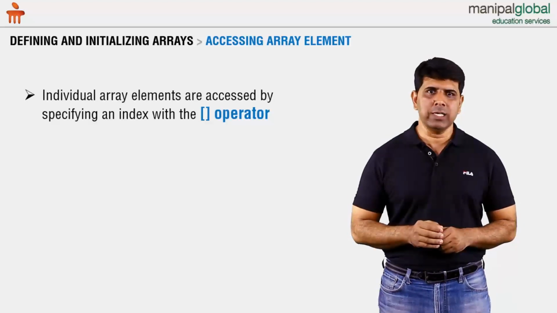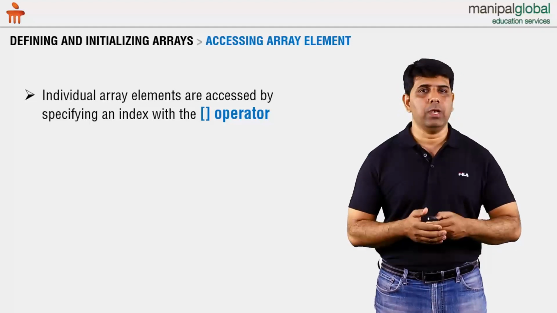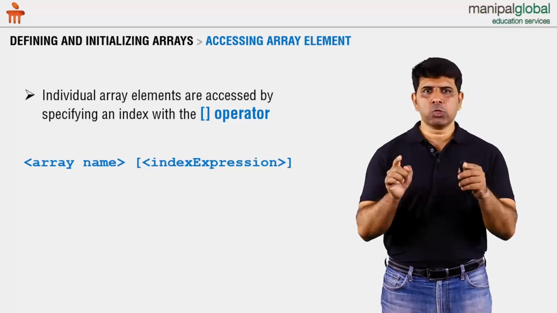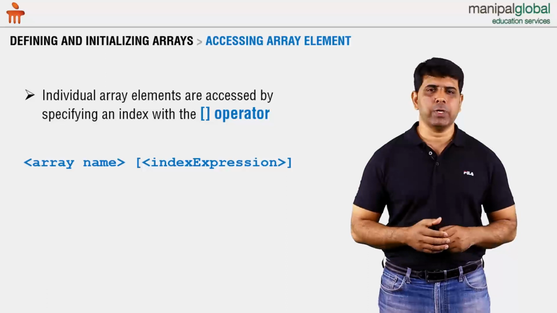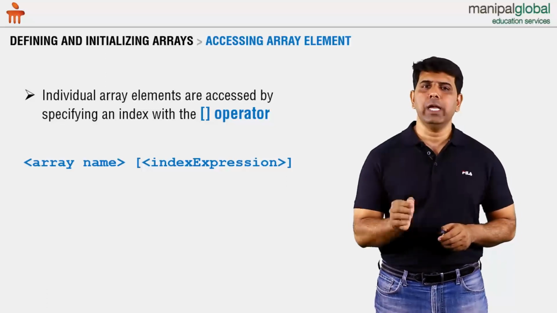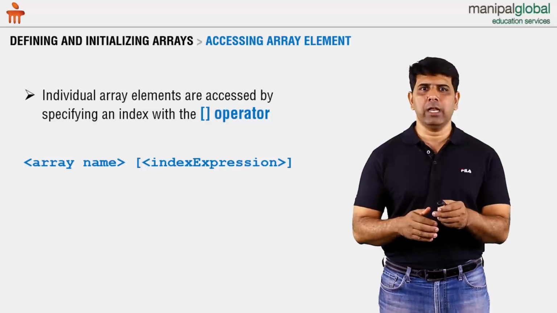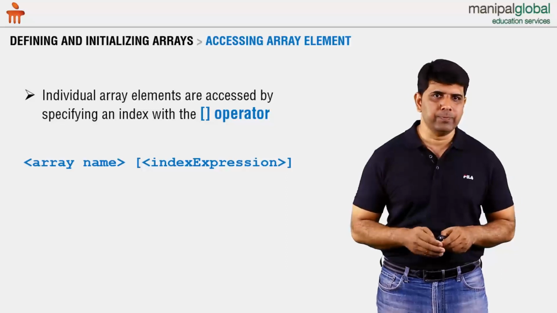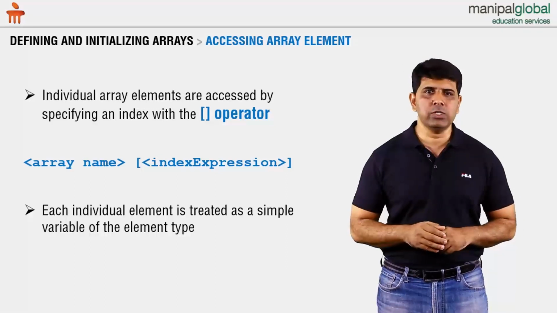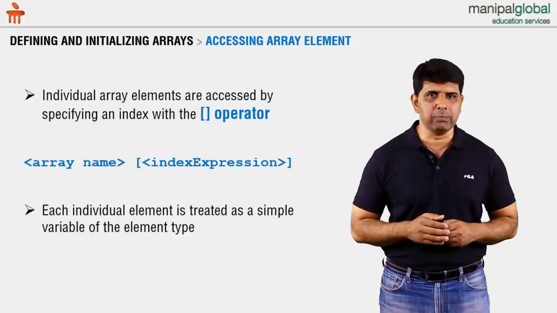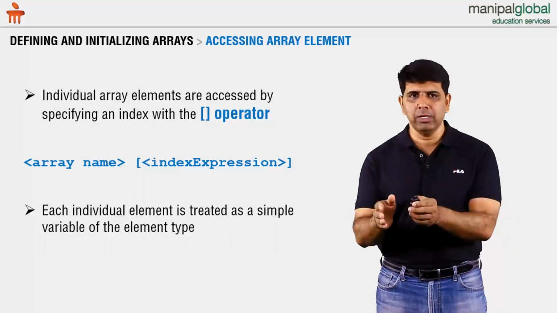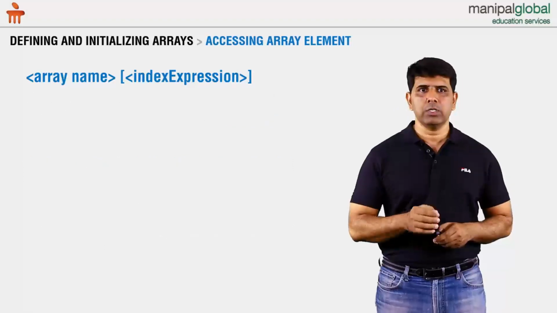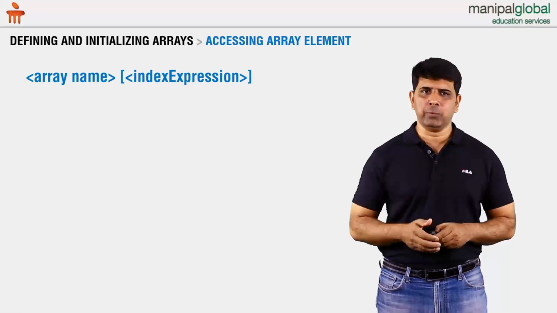Individual array elements are accessed using the same square bracket, like in C or C++ if you have worked with that. Now, after the array name, in square brackets you specify an index expression. We call it an index expression because it need not be an int value; it can be a variable, an expression, or even a function call that returns an integer. Each individual element is treated as a simple variable of that particular type. So if you say array name of 5 and that is an integer, you retrieve a single int value. So array name and an index expression.